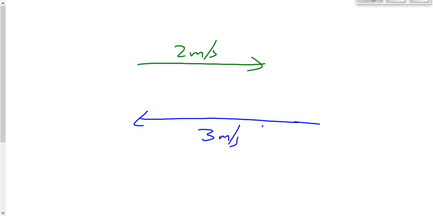What's your velocity relative to that store? 1, or actually -1, right? How did I find my velocity relative to the ground? I added the two vectors together, the 2 and the 3, or the 2 and the -3. Got it? Okay, let's go back to this question now.